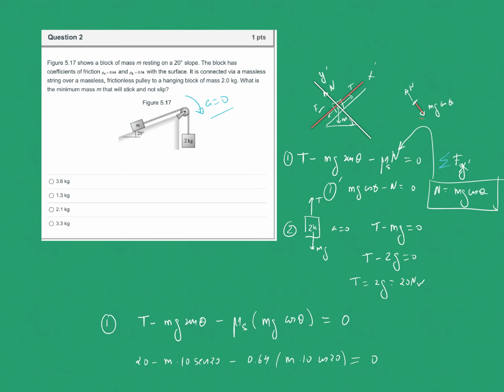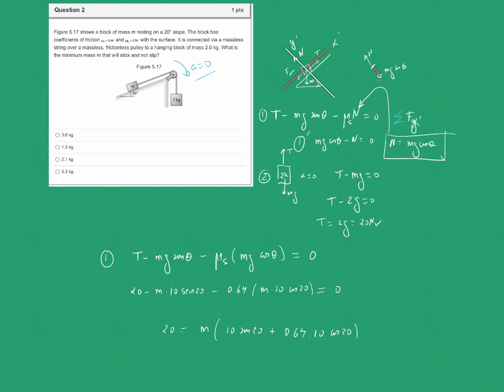So I will go to my first equation in the x prime direction, and I will place the value of T. The first equation, the sum of all the forces in the x prime direction, is mass times acceleration in the x prime direction. But this is zero not because m is zero. M is what we want to find. It's because a x prime is zero. So let's go find the m.